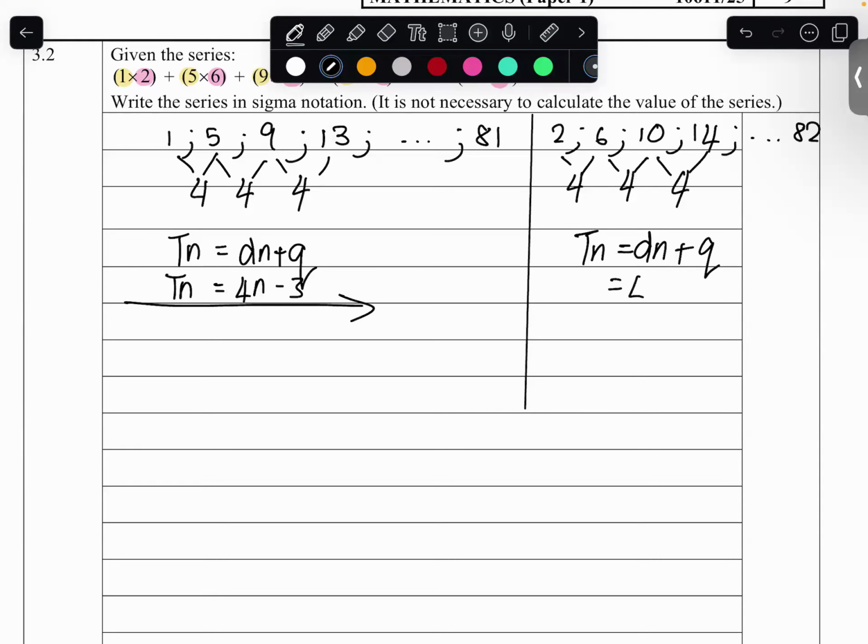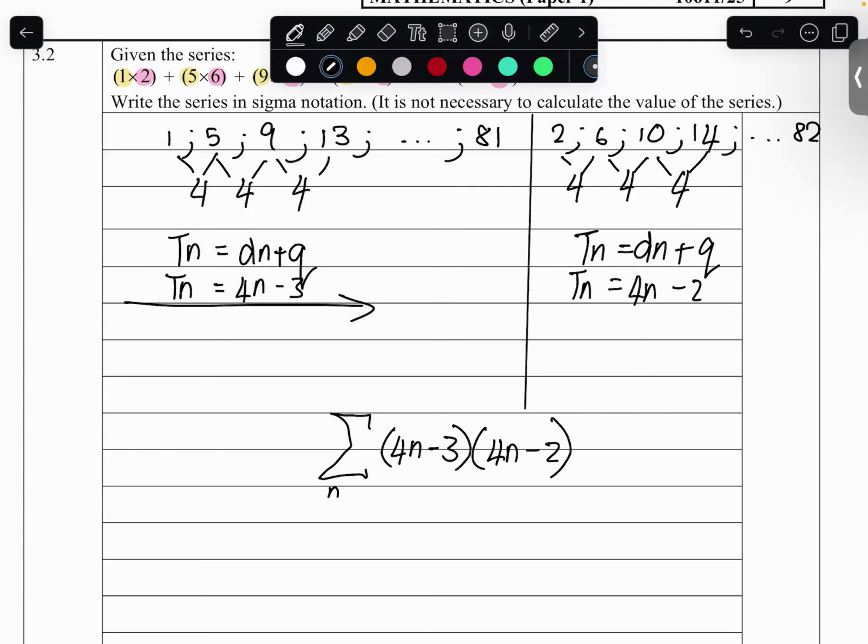This one, again, the common difference is 4. Q is what you do to D to get the first term. What do I do to 4 to get to 2? Minus 2. All right, that's the general terms for the two sequences. So when you are writing in sigma notation, you're going to have the yellow general term first, which is 4n minus 3. And then you're going to have the pink sequence's general term, 4n minus 2.